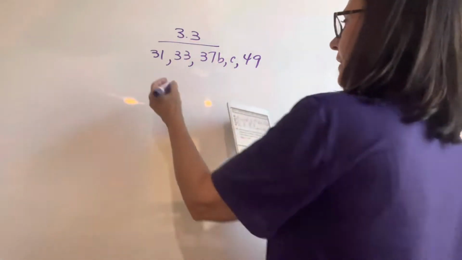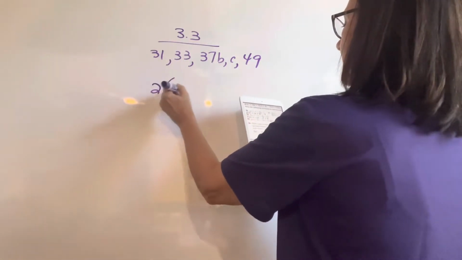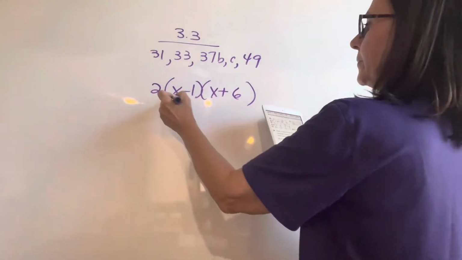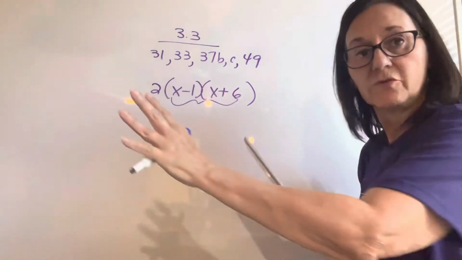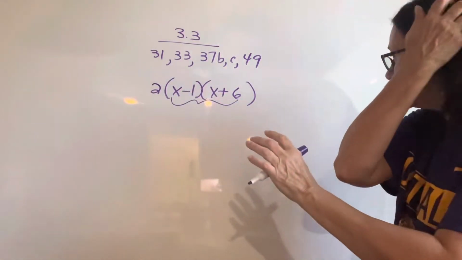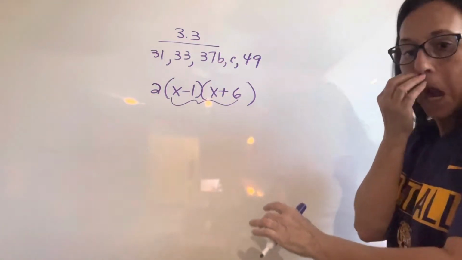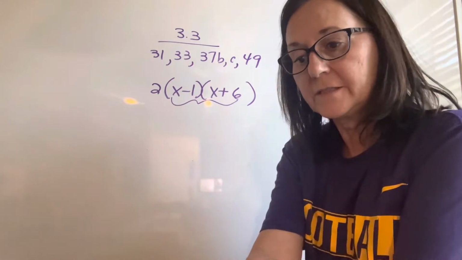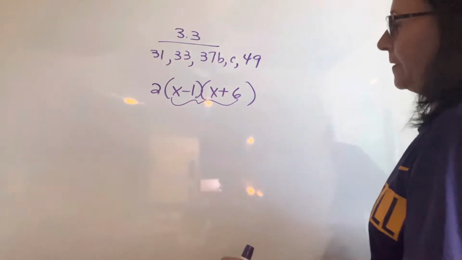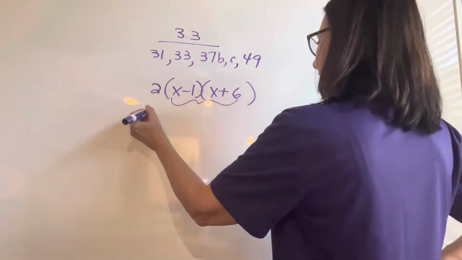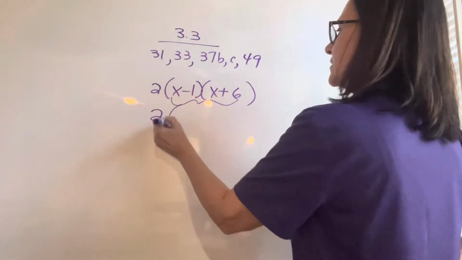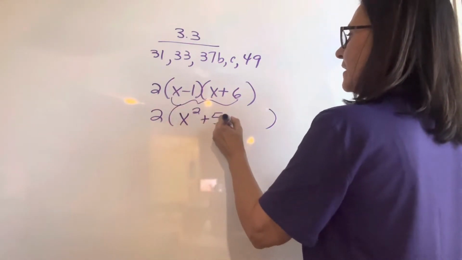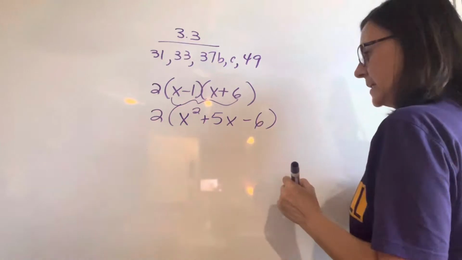All right, so it's 2 times x minus 1 times x plus 6. Just multiply the binomials, leave the 2 out because that's going to be your A value. Or do I want to go ahead and multiply it all first? You know what? I'm going to multiply it all, and then I'll factor it out. So this is going to be 2 times, I just think that's easier, x squared plus 5x minus 6.